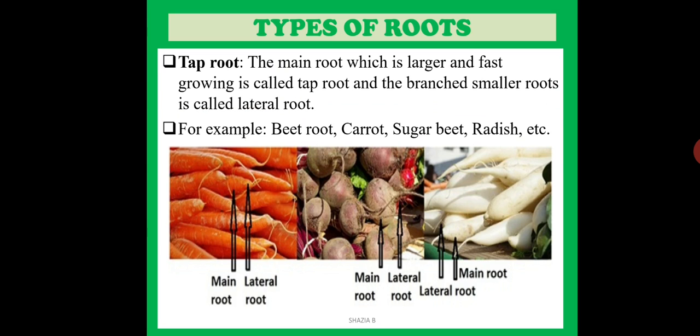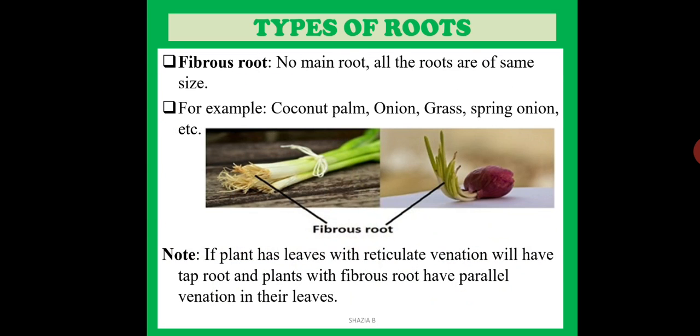Examples of fibrous root are wheat, beans, peas and so on. There is no main root, and all the roots are of the same size. In the case of taproot, they go very deep in the soil because there is one main root, so they dig very deep into the soil.